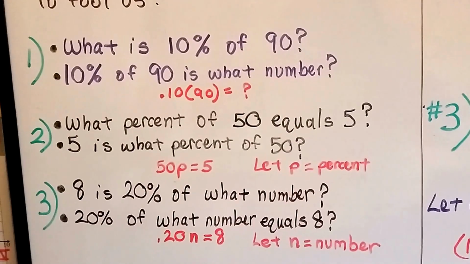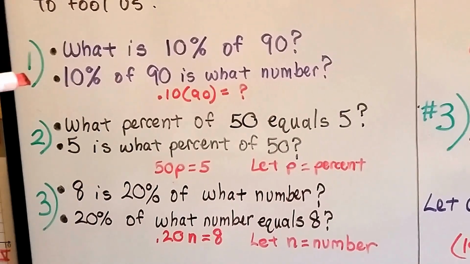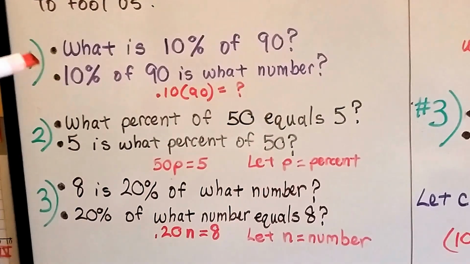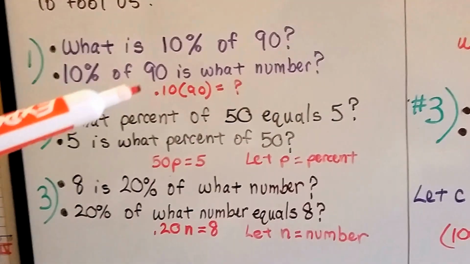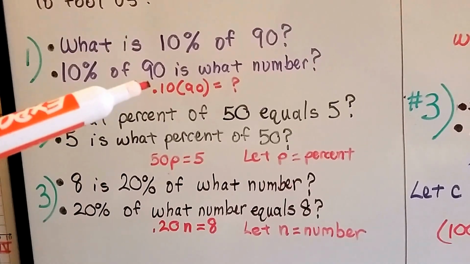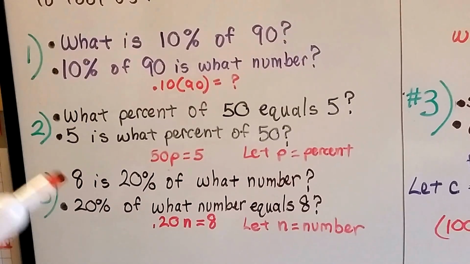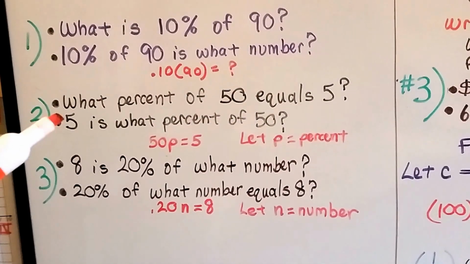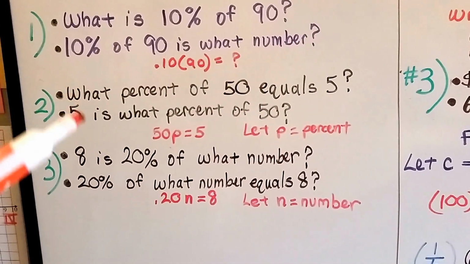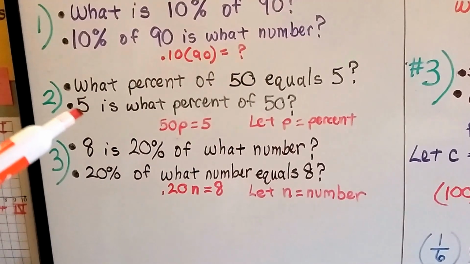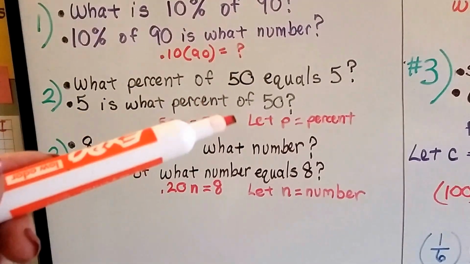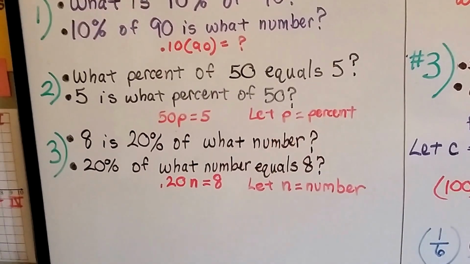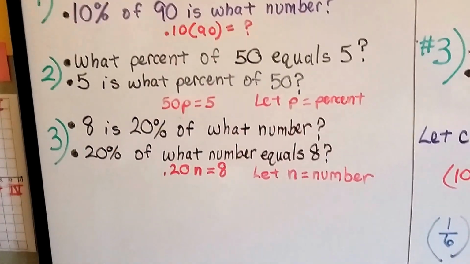Number 1 here, what is 10% of 90, and 10% of 90 is what number, is the exact same question worded differently. We would solve it by turning the 10% into a decimal and then multiplying it by 90 and getting our answer. What percent of 50 equals 5, and 5 is what percent of 50, is the exact same question. It's just worded differently. We can let p equal the percent and do 50p equals 5 and get our answer for p.